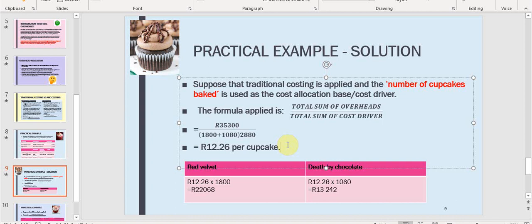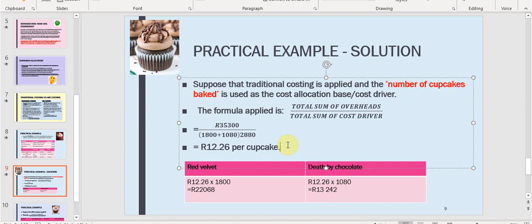So this is step one. Step one is to take the total overheads and divide it by the total of the cost driver that was identified. We get to 12 rand 26. I've rounded to two decimals. Of course, you will have instructions in your test situations, or I will just find a calculation that has proper division so that you don't have to type commas.